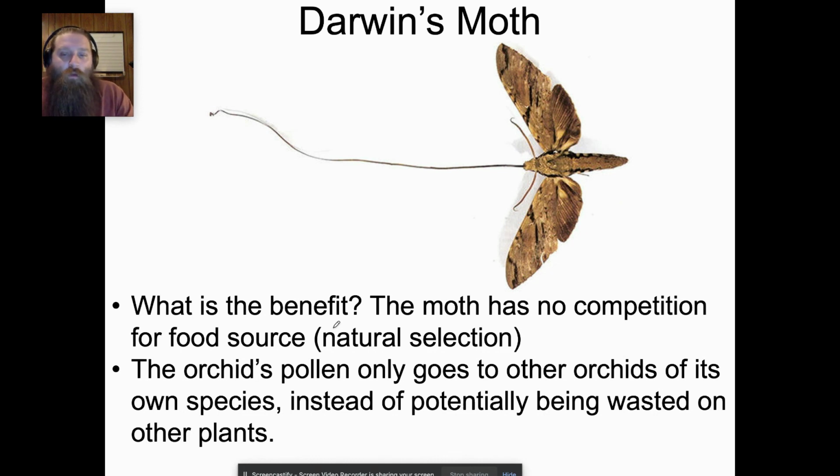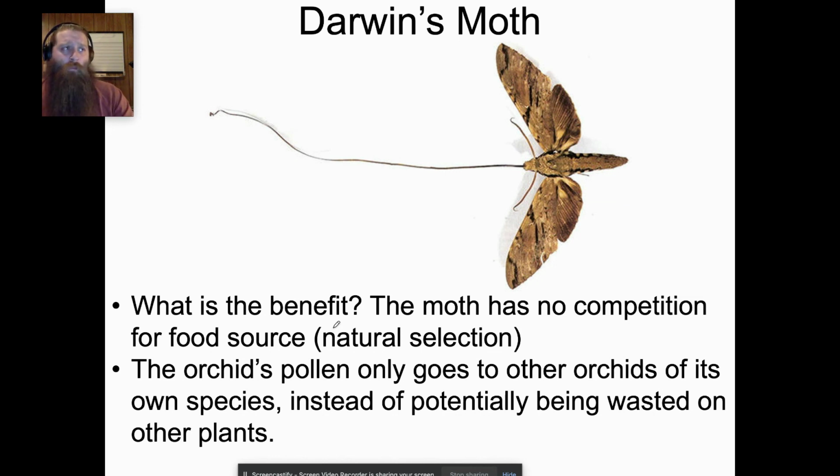What's the benefit for the moth? Well, there's no competition for food. Like, nobody else can get to that nectar, and so Darwin's moth has a steady supply of food. Well, what's the benefit for the orchid? Well, since Darwin's moth only feeds on Darwin's orchids, the pollen that it picks up automatically gets spread around to other orchids. It doesn't get wasted on another plant.